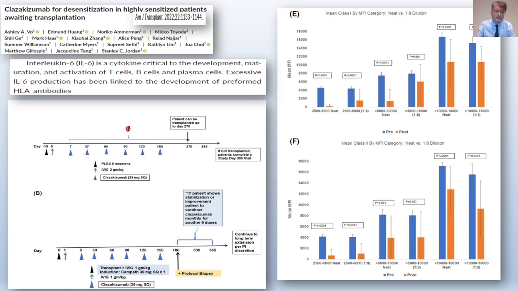There are some newer managements described. One is associated with giving clazakizumab. This is a monoclonal antibody against interleukin-6. Interleukin-6 was shown to be associated with activation of T cells, B cells, and plasma cells producing antibodies. So blocking interleukin-6 with this drug can decrease the ability of these cells to produce antibodies, and it was proven in an adult clinical trial.